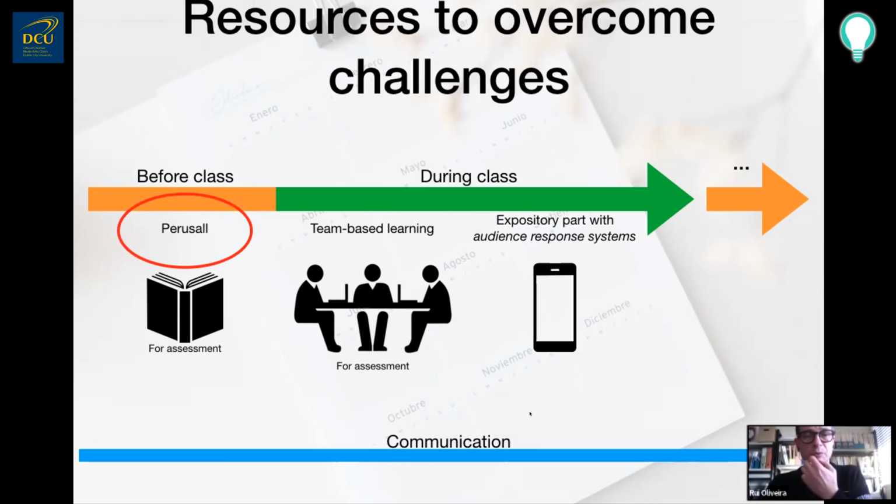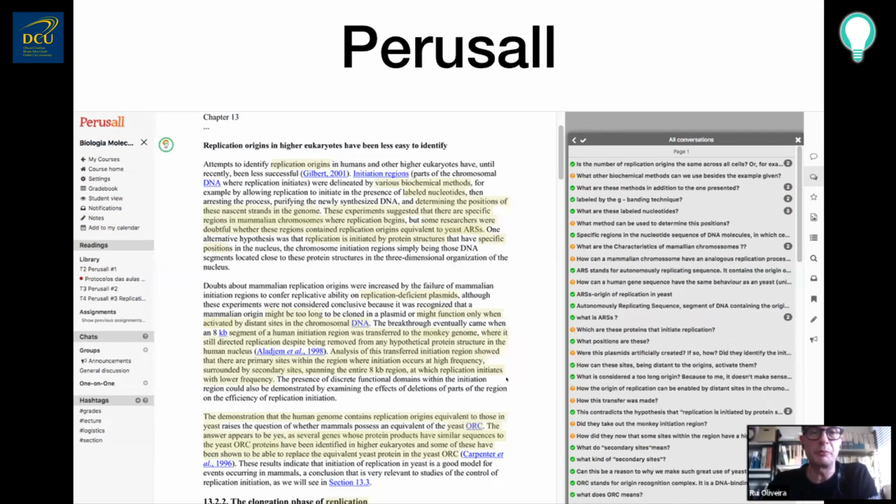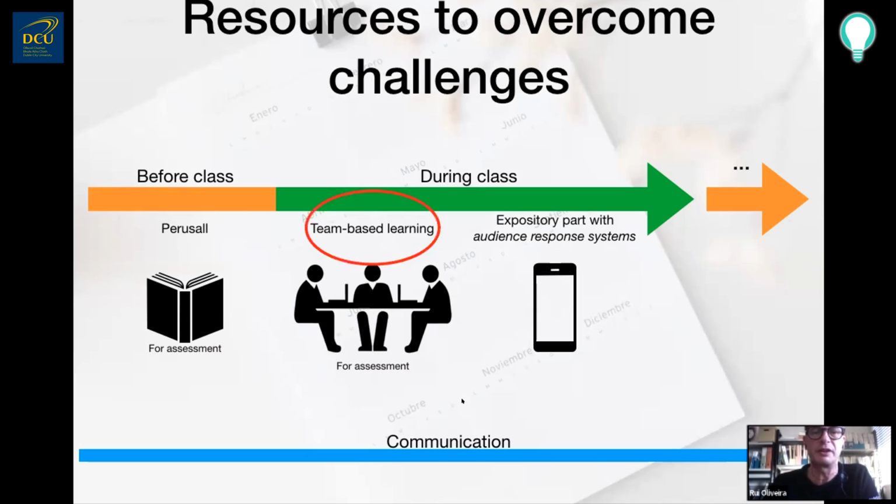I'm not going into details about these technologies and methodologies. Just very briefly, the Perusal platform allows the students to read a document collaboratively, so they can comment on each other's comments and ask questions. So they perform this before classes. And the beginning of each class started with the team-based learning based on the reading assignment in the Perusal platform.